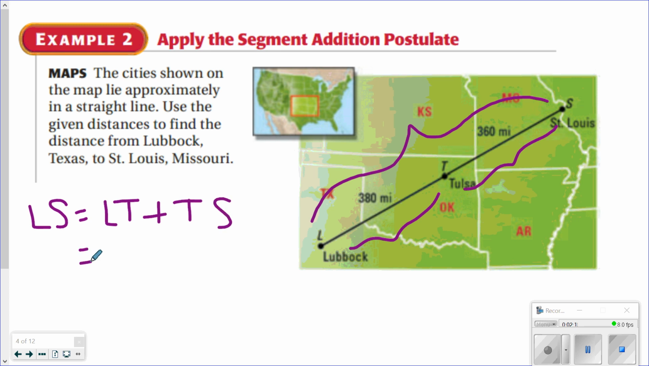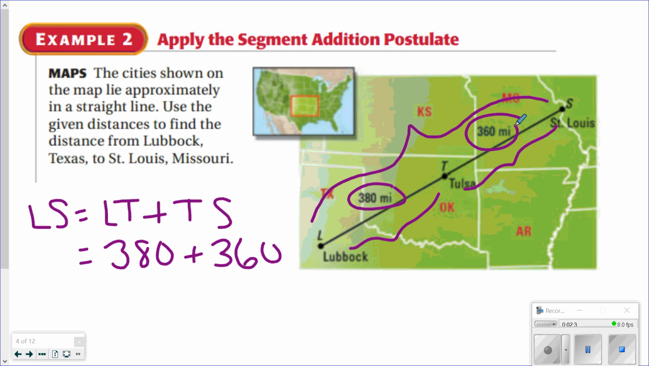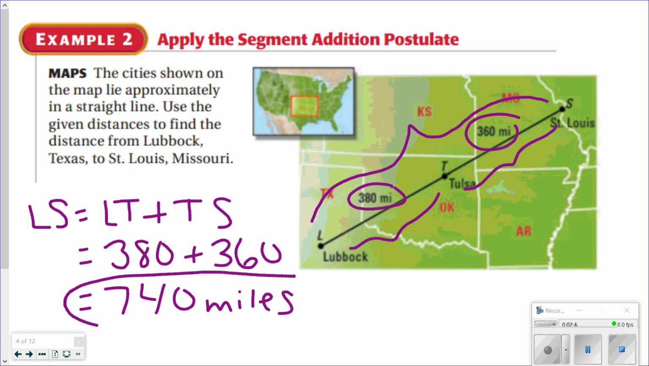Well, what is LT equal to? 380, and I see that right here. Plus, what's the difference or the distance from TS? 360. I see that there. If I add those up into my calculator, I end up getting that LS is equal to 740, and I'll say miles. And I'm done.